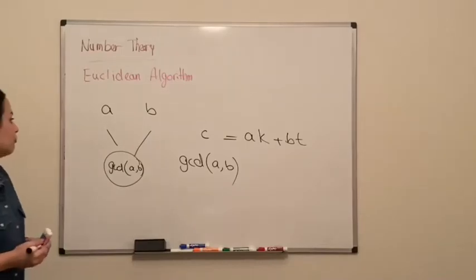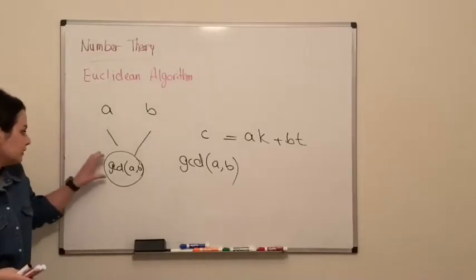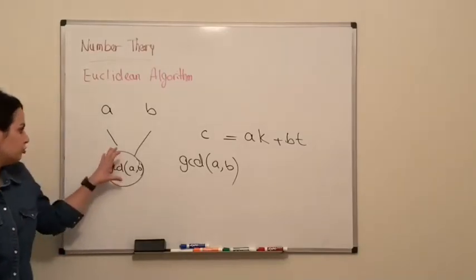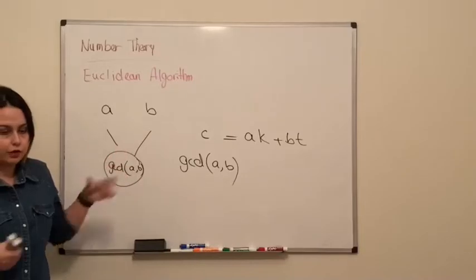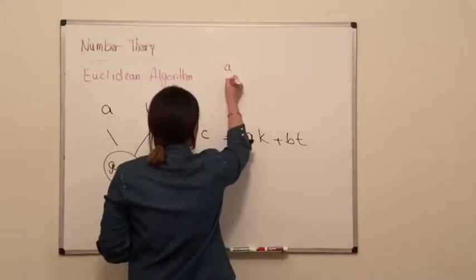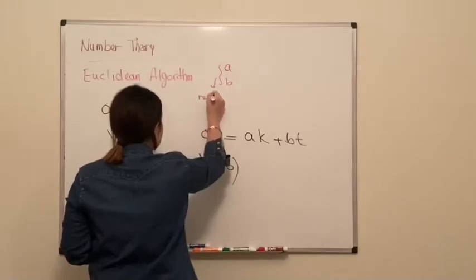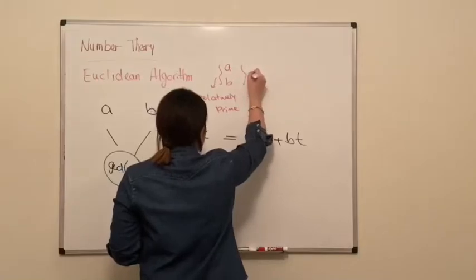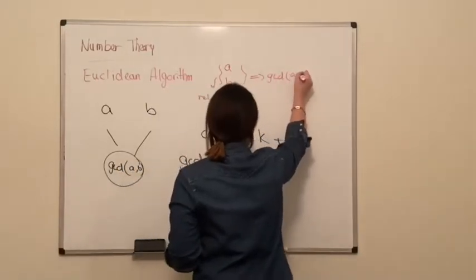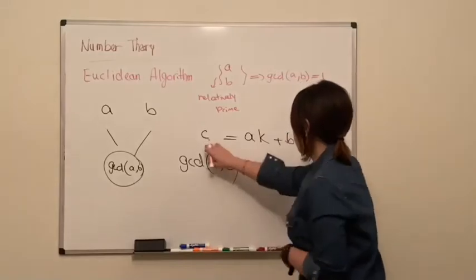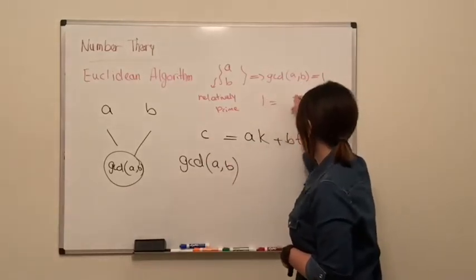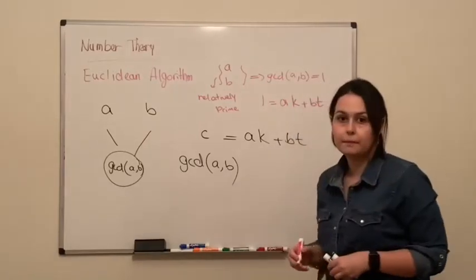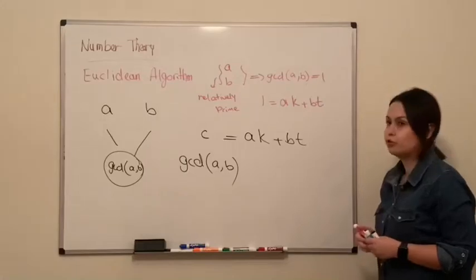And then we want to show that for some A and B, if A and B are relatively prime, so GCD of them is 1. So if A and B are relatively prime, GCD of A and B is equal to 1, so that C is equal to 1. So I can write 1 as AK plus BT when A and B are prime to each other.